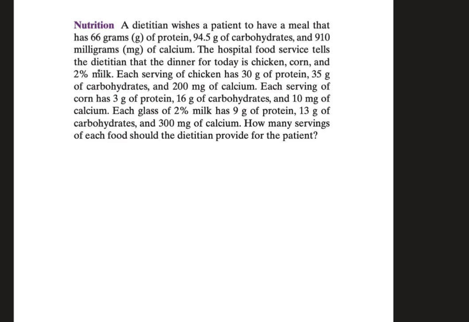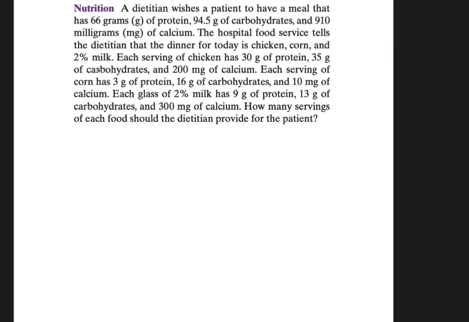And then the question is, how many servings of each type of food should the dietitian provide to the patient given the desired outcome of 66 grams of protein, 94.5 grams of carbs, and 910 milligrams of calcium? So what we are required to find is the number of servings of corn, chicken, and the 2% milk. Since those are the things we have to find, let's go ahead and define them. So we're going to let x represent the number of servings.